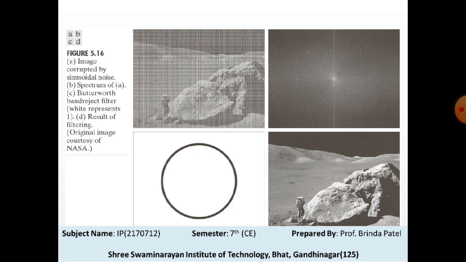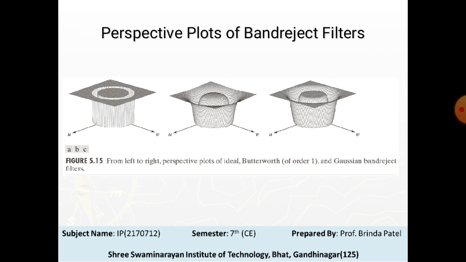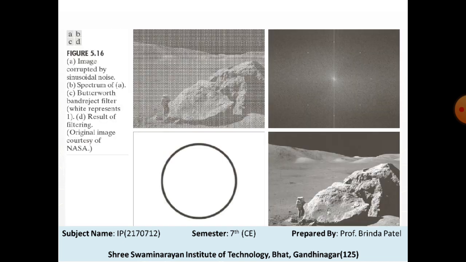This figure shows the image heavily corrupted by sinusoidal noise of various frequencies. The noise components are easily seen as symmetric pairs of bright dots in the Fourier spectrum. In this example, the components lie on an approximate circle about the origin of the transform. So a circularly symmetric band reject filter is good.